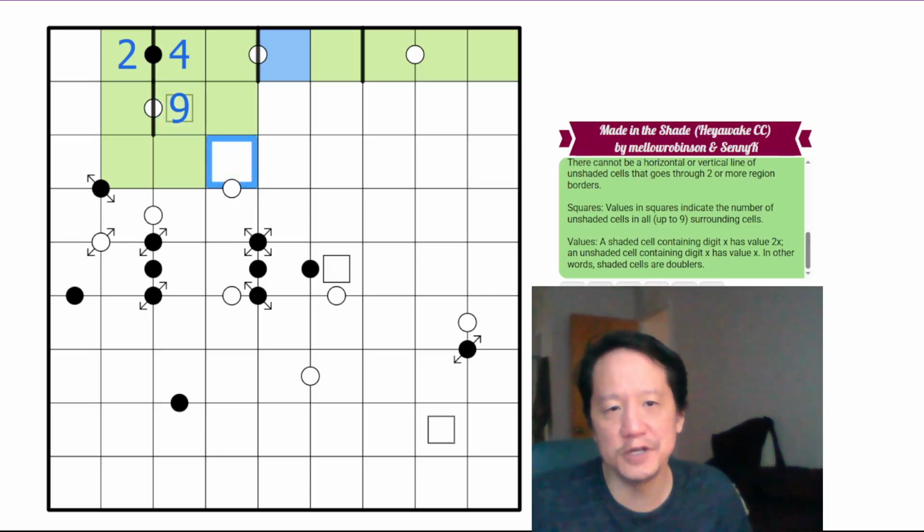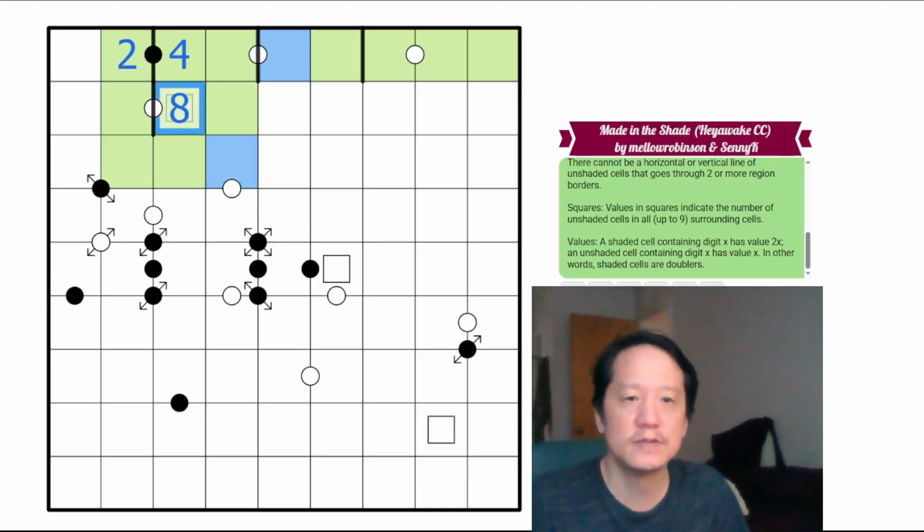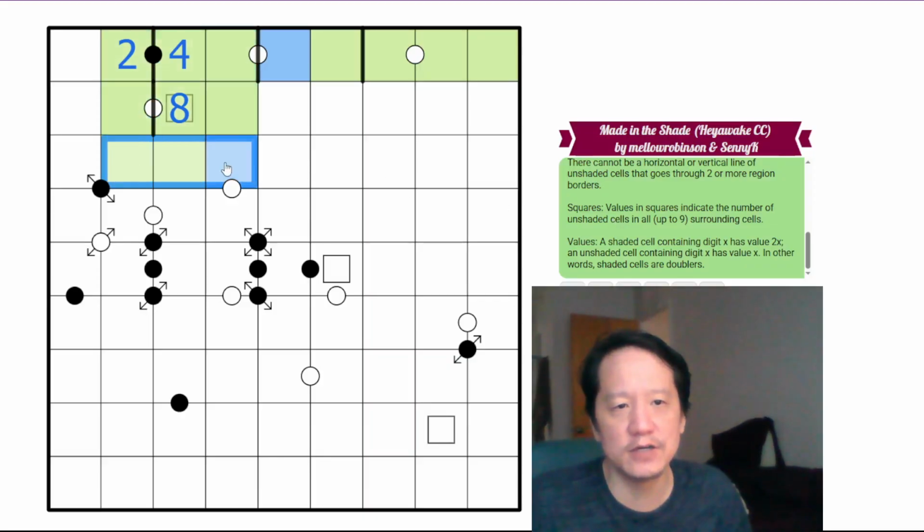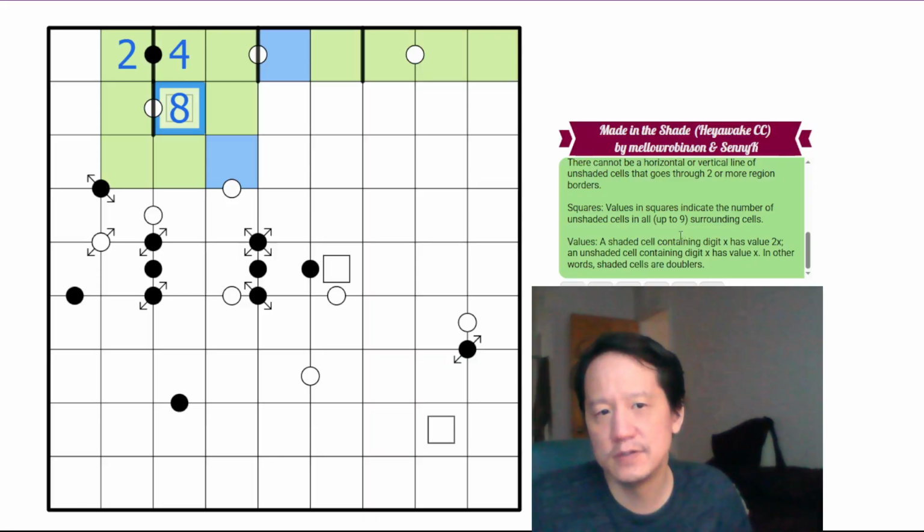Say this was shaded here, then this would have to be an 8. And so forth and so forth. It counts basically all 9 cells that are in a 3x3 area centered on the square cell. So that's how squares work.